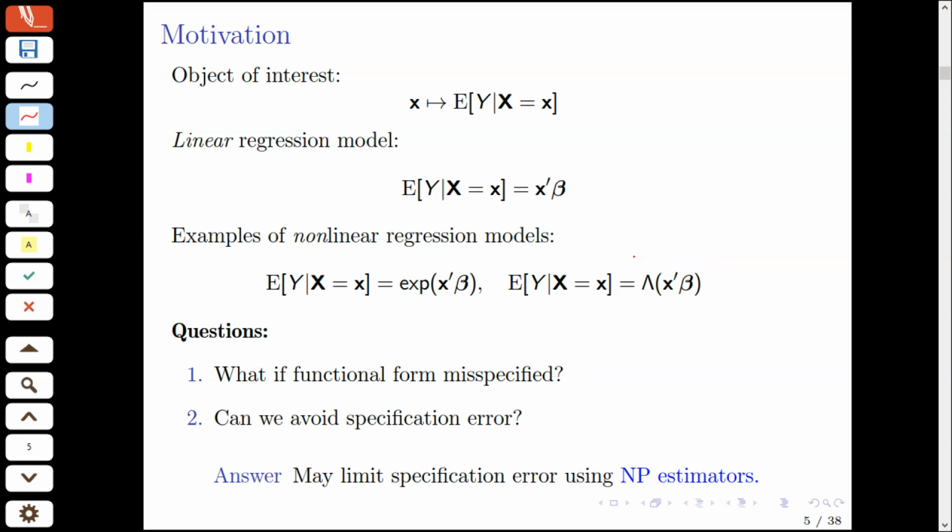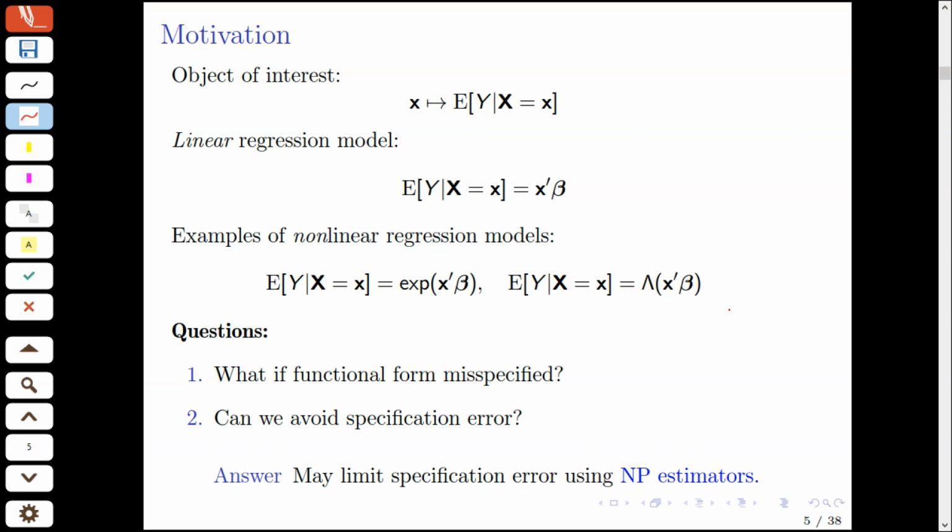Of course, these parametric specifications beg the question: what happens if our choice for the functional form of these conditional expectations is not correct? That is, what if our parametric model is misspecified? And as a follow-up, is there any way to avoid specification error altogether?